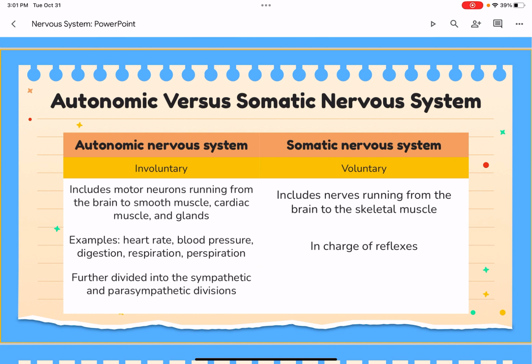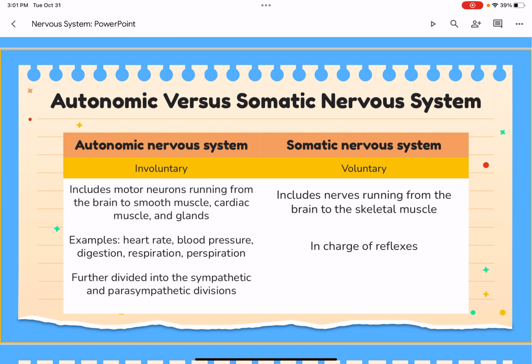There are 12 pairs of cranial nerves that emerge from the brain. Cranial nerves transmit information to the brain from sensory receptors. They then transmit orders in the form of neurosignals from the brain to muscles and glands. There are 31 pairs of spinal nerves that emerge from the spinal cord. They are mixed nerves that transmit sensory information to the spinal cord through their afferent neurons and transmit information from the spinal cord to various parts of the body through their efferent neurons.